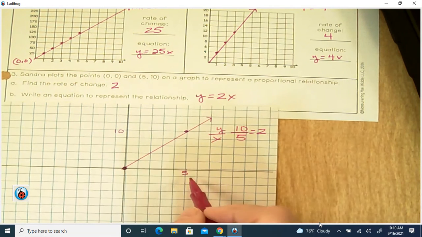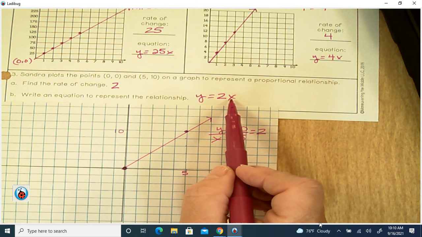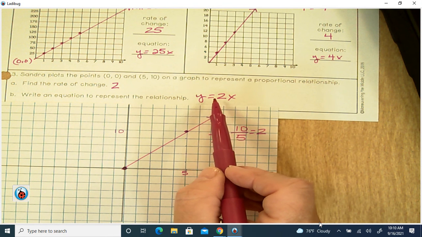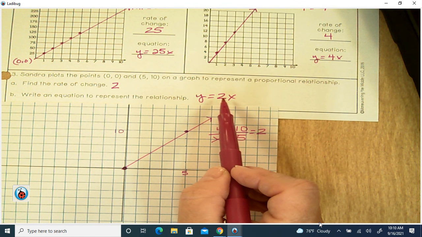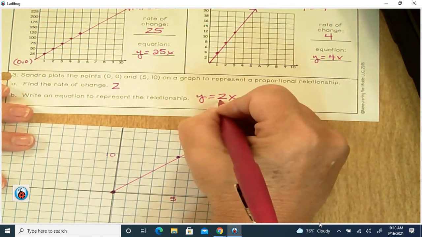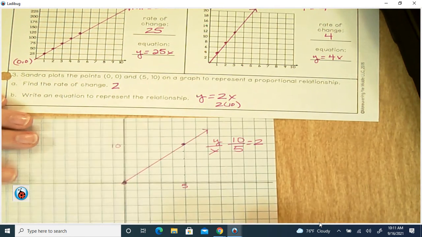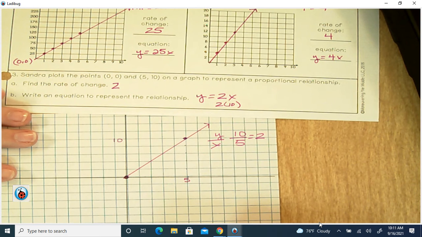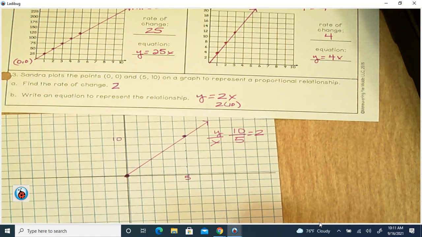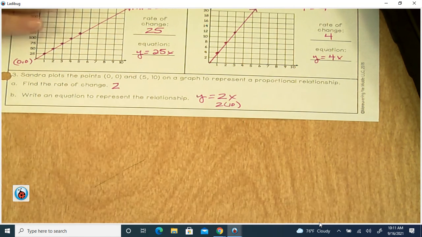So if I went to 10, my x is 10, my y is what? If my x is 10, what's my y? 20. Yeah, whoever said that. Very good. Remember, when your x, you just plug in, okay?